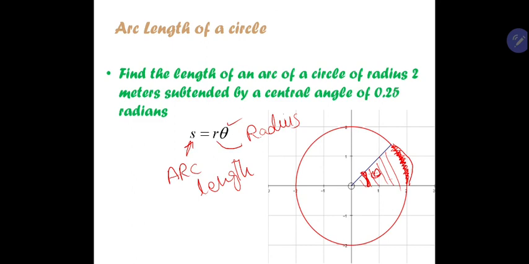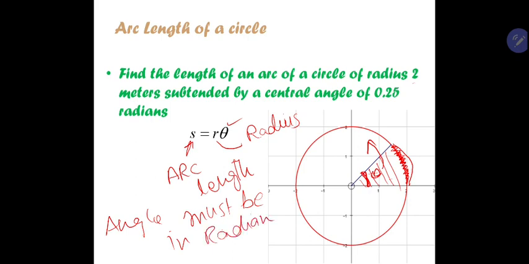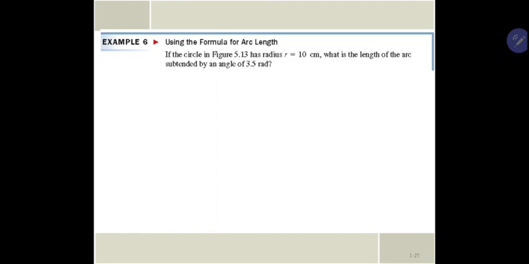There's one thing that is very important for you to know. Whenever you want to find out the arc length, the angle must be in radians. So if the given angle is in degrees, you will first have to convert it into radian and then plug that in this formula. Now, for example, in this question, I'll solve this question for you.